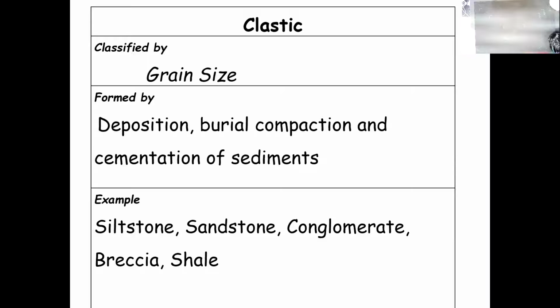What is going on over here? So clastic rocks, again, they're the ones made up of sediments, crystalline, they're not made here.